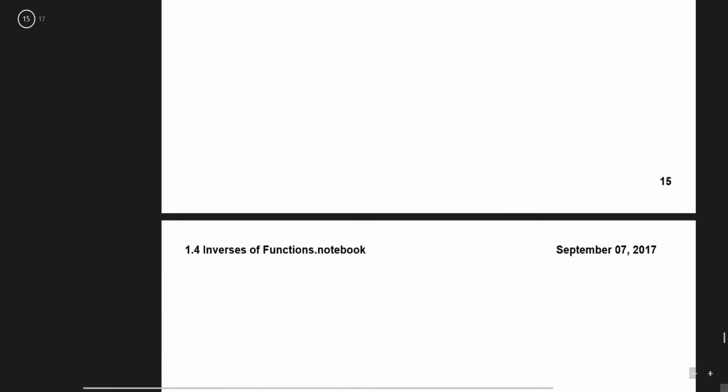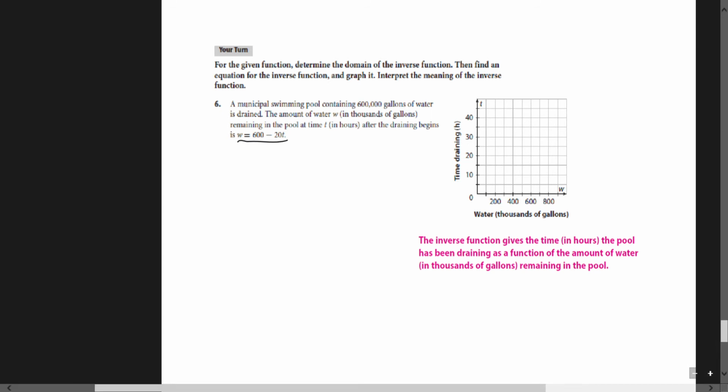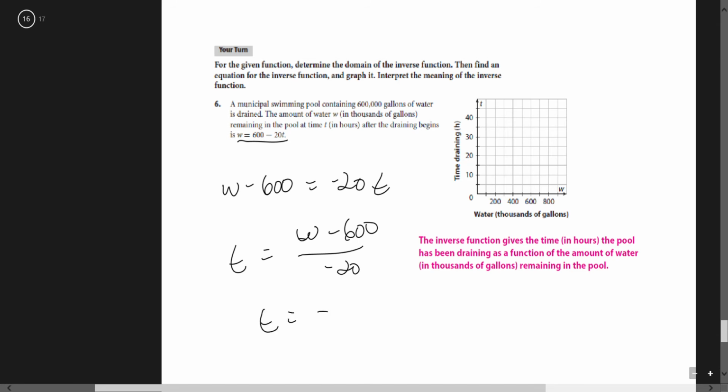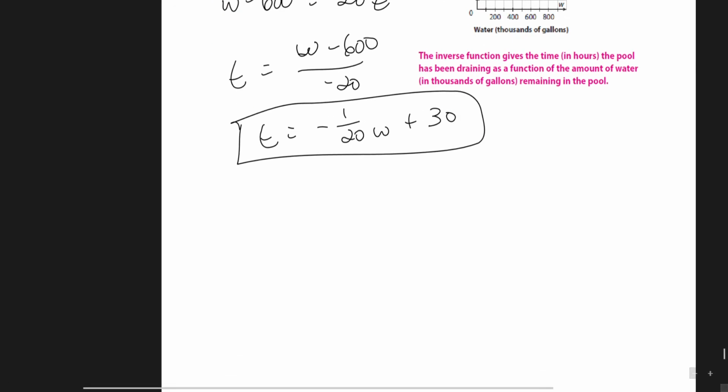But again, the important thing to recognize here is that all we're doing is solving for the other variable. So you take w minus 600 equals -20t, solve for t, divide by negative 20. (w minus 600) over negative 20. I believe this reduces to negative 1 over 20 w plus 30. Yeah, plus 30. So that's the key thing. This is the inverse function. It's not anything more. We're not switching anything. We're just strictly solving for the other variable.